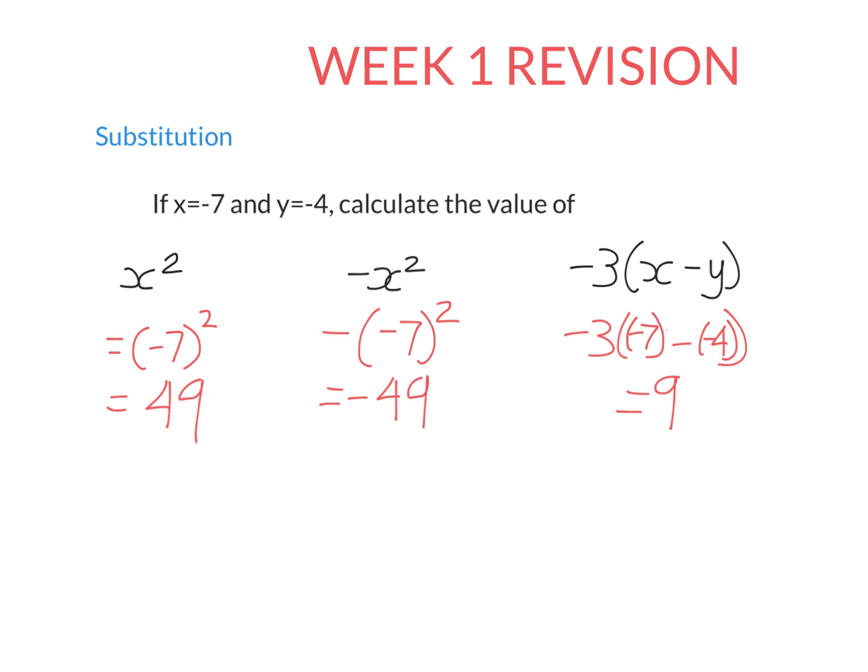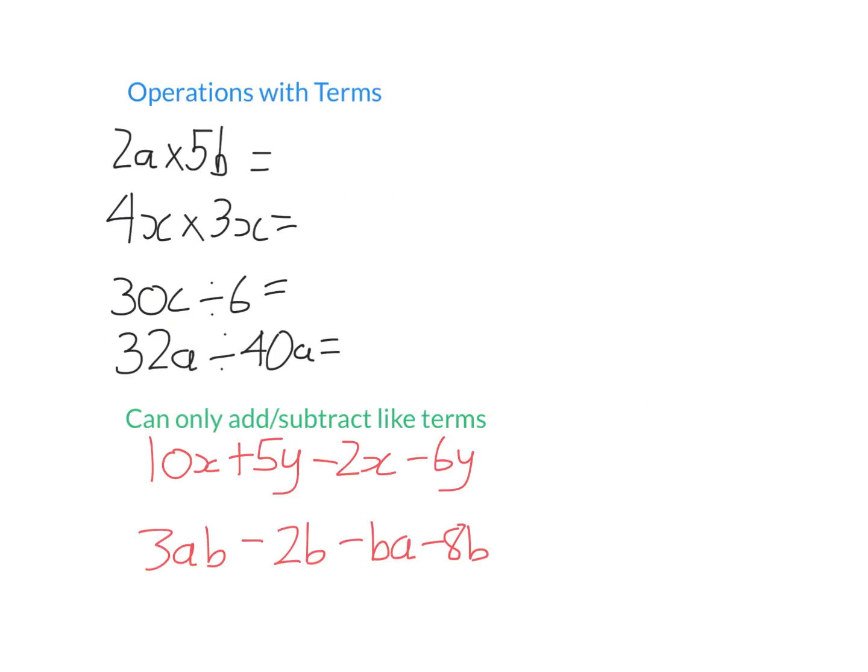All right, let's look at operations with terms. So in algebra, a term is just a sequence of pronumerals and numbers. 2a is a term, 5b is a term, 4x is a term, and so on. We have to be able to multiply, divide, add, and subtract terms. So multiplication of terms is pretty easy. You just multiply the numbers. So here I go, 2 times 5 is 10, and then I'm just going to write the letters a, b.